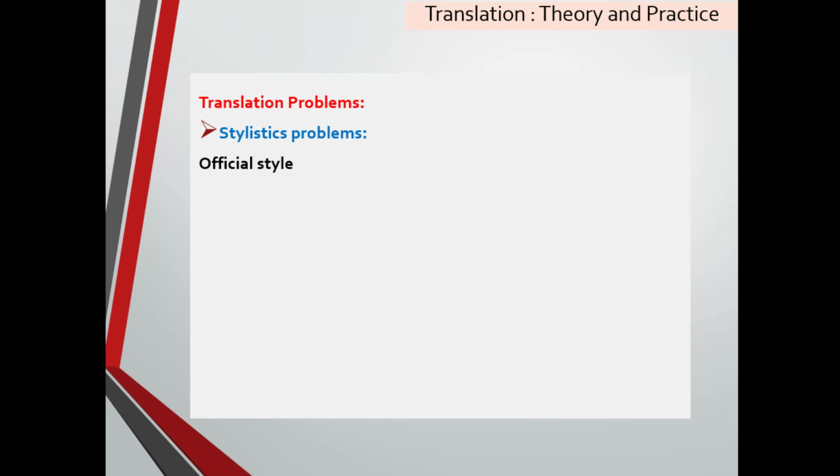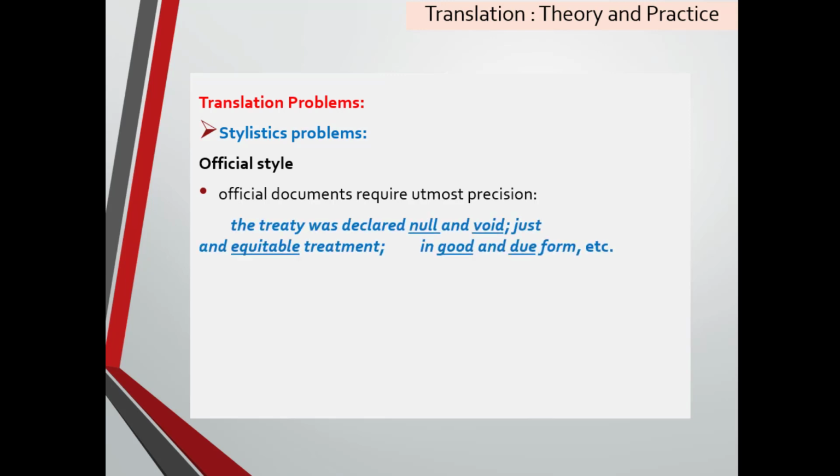And another example, again in official style, is that these kinds of texts need utmost precision. So the equivalence between source language and target language should be very, very close to each other and very strong. That does not allow any misinterpretation. For example, the treaty was declared null and void, just and equitable treatment, in good and due form, etc. Look at these set expressions.